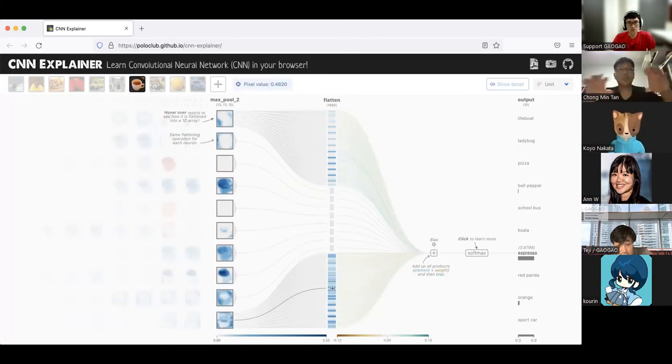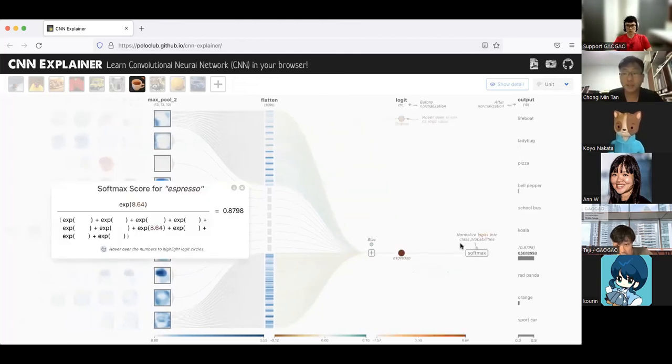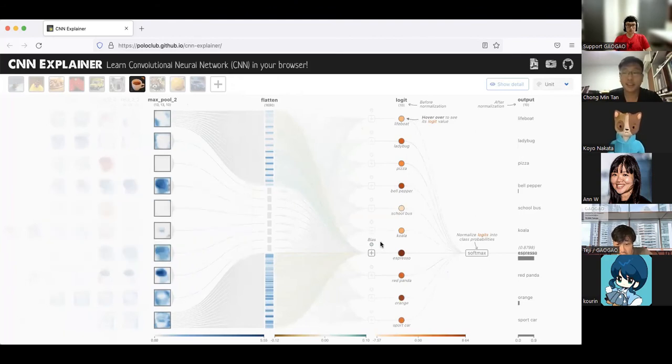So we flatten the entire thing into one long node, and then we can do a softmax after that. The softmax is just this exponential thing here. Actually, I quite like this; the visualization is quite cool. After that, you can see that they convert into logits, and the logits to probabilities, and the highest probability is called the espresso. So this is a bird's eye view of how the CNN works.